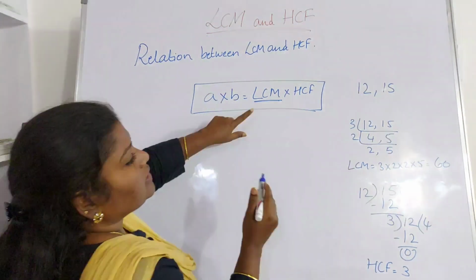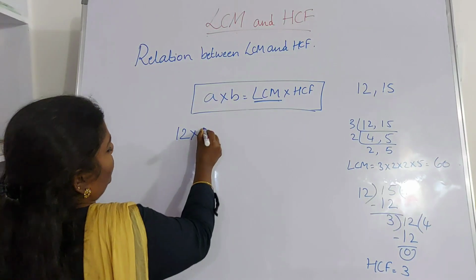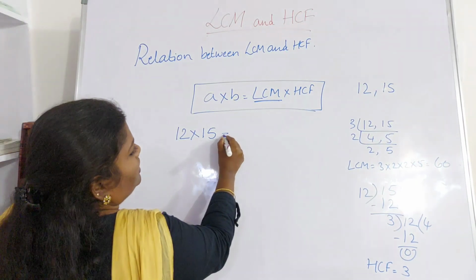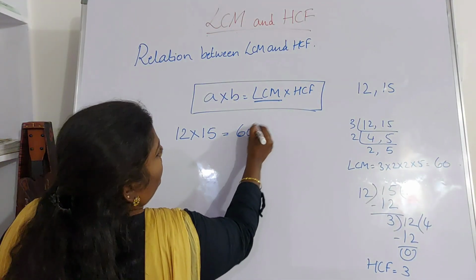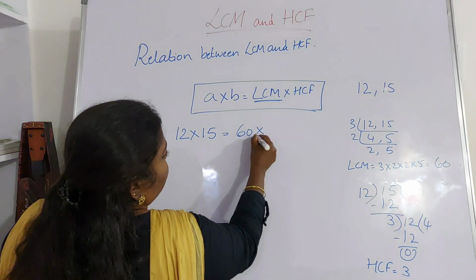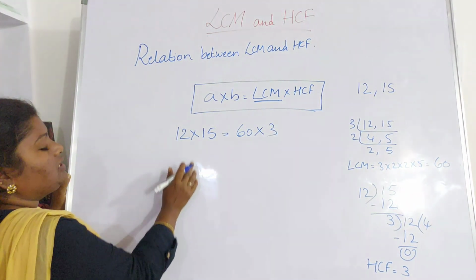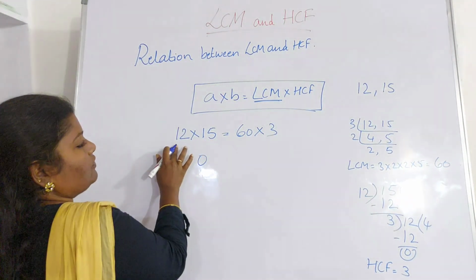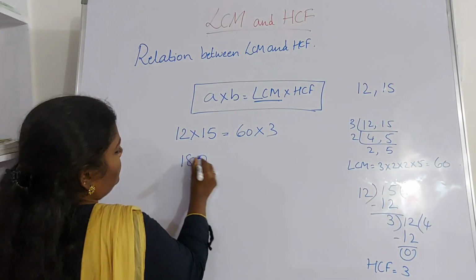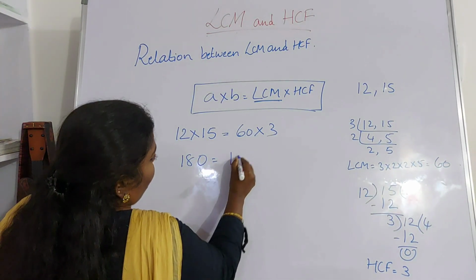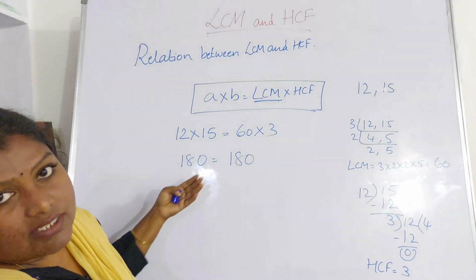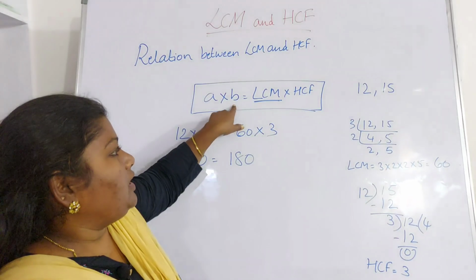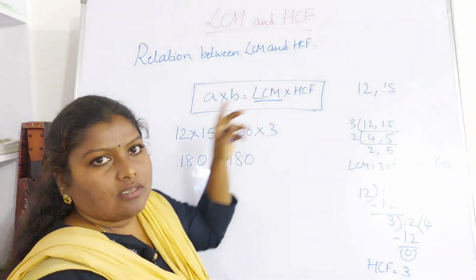Now here the two numbers are 12 and 15, and the LCM is 60. What HCF did we get? 3. Now check whether it is the same or not. 15 twos is 30, 15 ones is 15, plus 30 is 180. Now 60 into 3 is 180. You got both answers the same. That means the relation A into B is equal to LCM into HCF is proved.